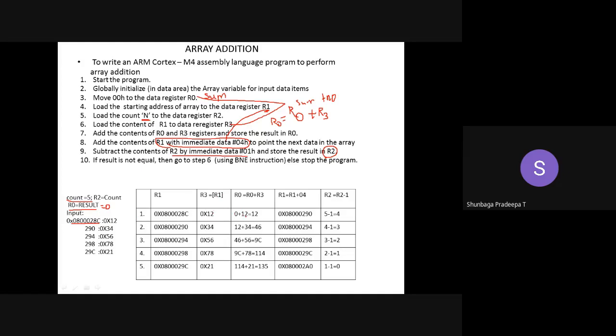So with the 0 I'm adding and it is updated in R0 and the address is incremented by 4 here to point to the next base address. Okay. Next you are decrementing the count. So now the element is pointing to this base address. So the data here is 34. So with this result, 34 is added and it is updated in R0 and you are pointing to the next location and you are decrementing the count. So you are repeating until your count becomes 0. Okay. So this way you have to perform your array addition.